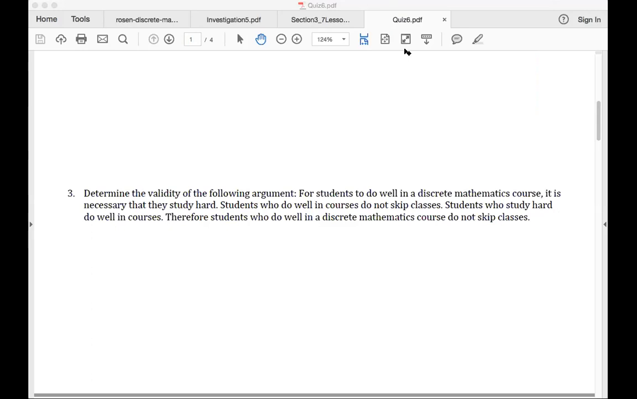For students to do well in a discrete math course, it is necessary that they study hard. Students who do well in courses do not skip classes. Students who study hard do well in courses. Therefore, students who do well in the discrete math course do not skip classes. When I read through this, I see four propositions.